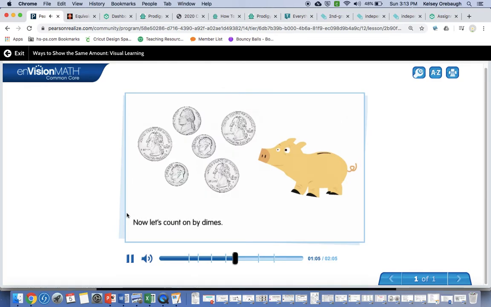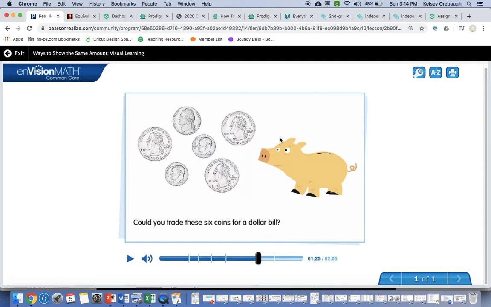Now let's count on by dimes. 85, 95 cents. Now let's count on the nickel. 100 cents. $1 equals 100 cents. Could you trade these 6 coins for a dollar bill?